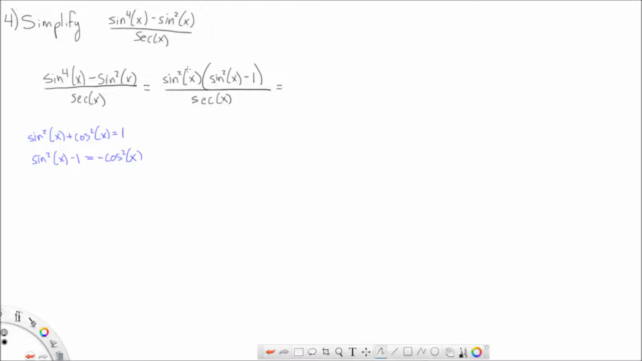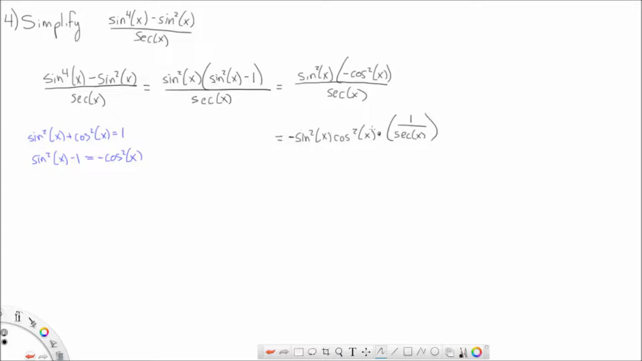So now I know in this numerator up here, I can replace sine squared of x minus 1 with negative cosine squared of x, all over secant of x. Alright, so now the next thing we're going to do is a little trick. Instead of thinking of this as sine squared times negative cosine squared over secant, we're going to rewrite it as sine squared again. I'm just going to put this negative out in front. We have a cosine squared. And now instead of thinking of this as division by secant, we're going to think of it as multiplication times 1 over secant of x.